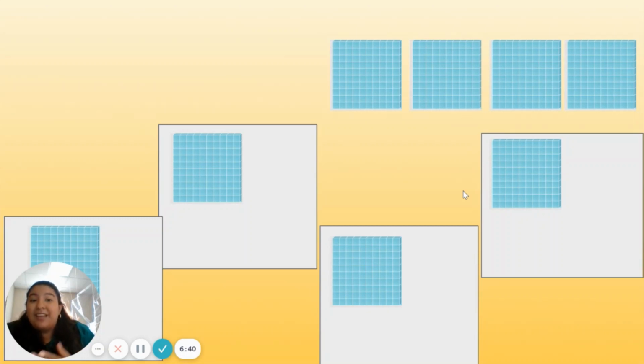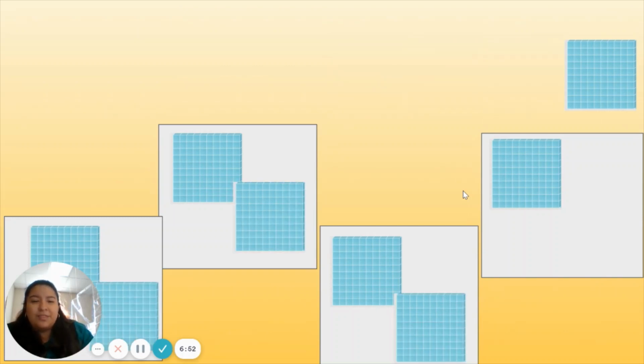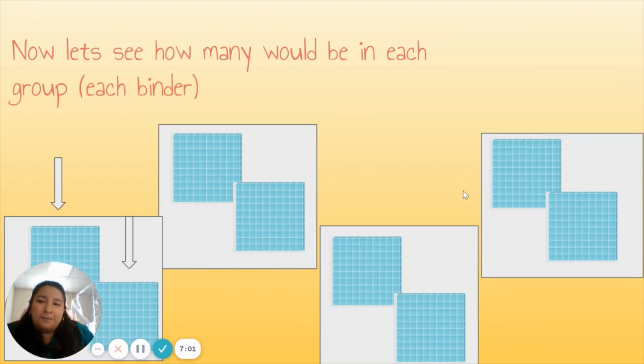Now, do I have more? I have some left over. Will I still be able to add another group into my binders? Will I be able to add another hundred into there? Well, let's see. I'm able to put that one there, that one there, that one into that group, and into that group. So was I able to put enough into each group or each binder? Yep.